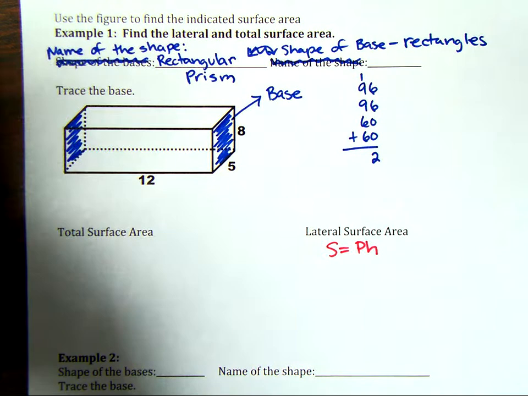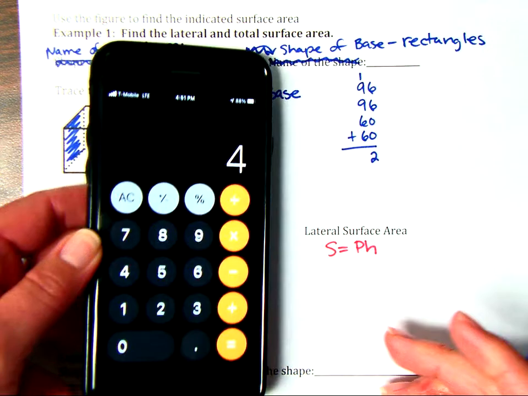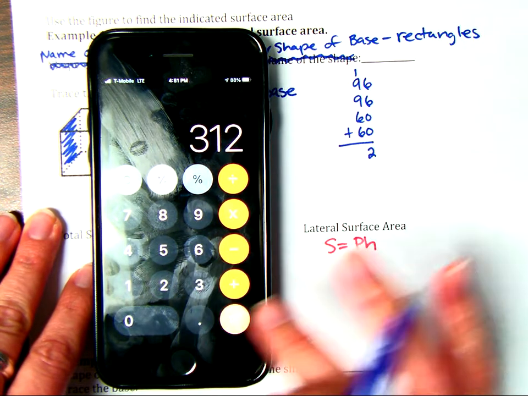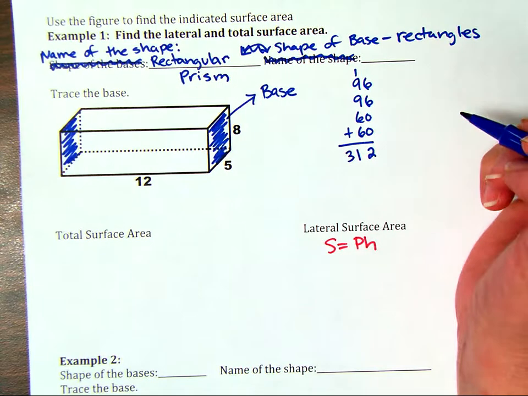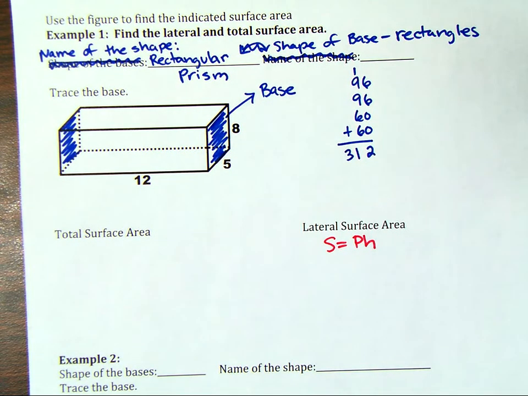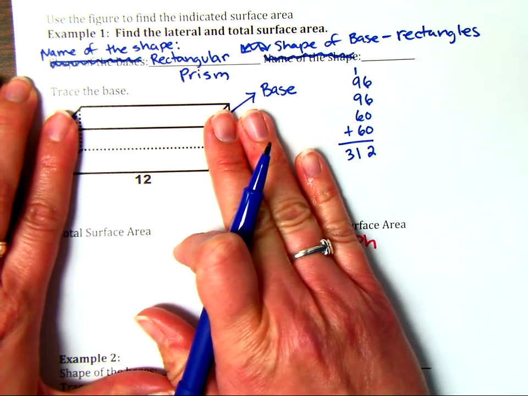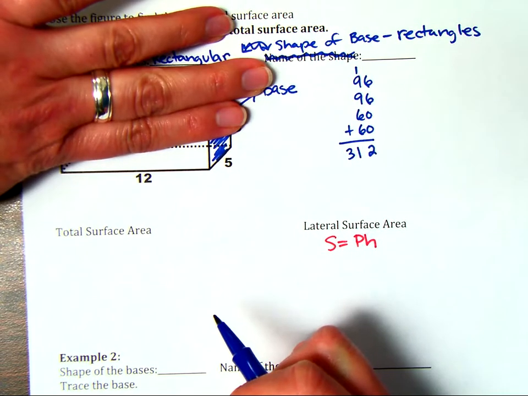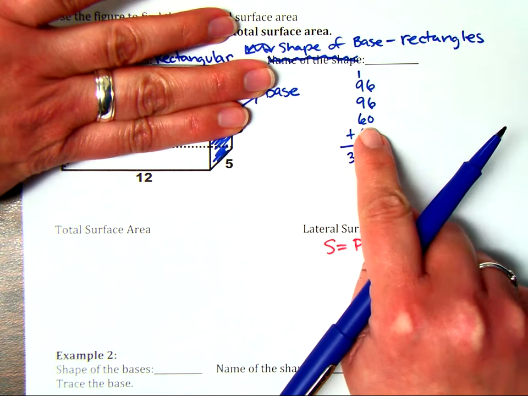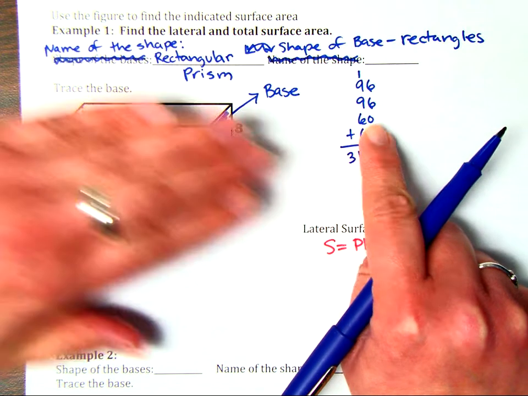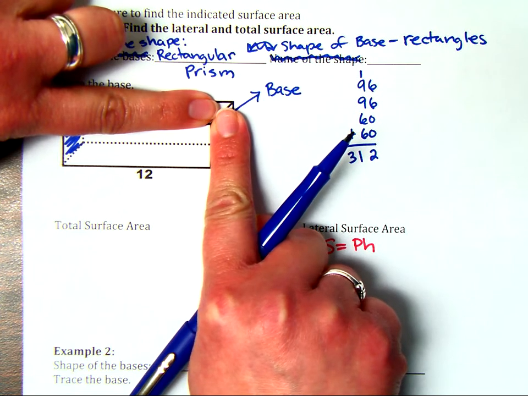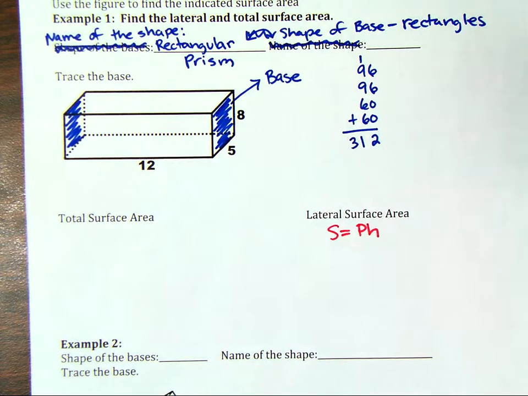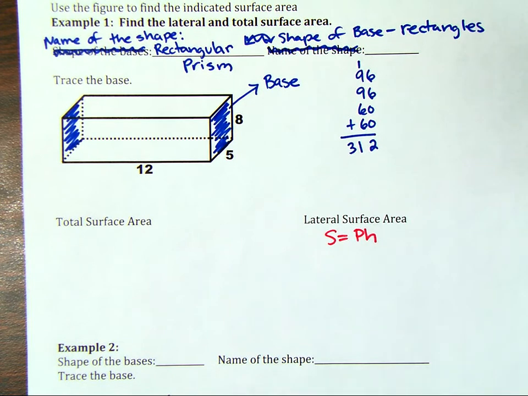Let me use my calculator to double check and save some time: 96 plus 96 plus 60 plus 60. The old way that we were doing it, we would have said that our lateral surface area was 312. What I did with that is I ignored the bases, and I saw those four rectangles as my faces. If I were to unfold it, 12 by 5, that bottom rectangle, is 60, the same as the top rectangle. Then the front rectangle, 12 by 8, is 96, the same as the back. So we added them up.